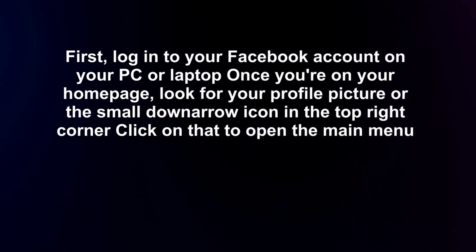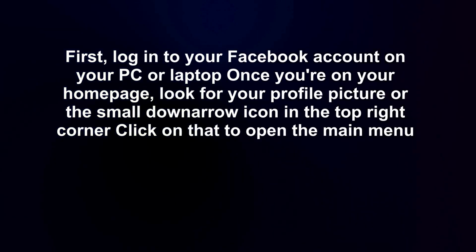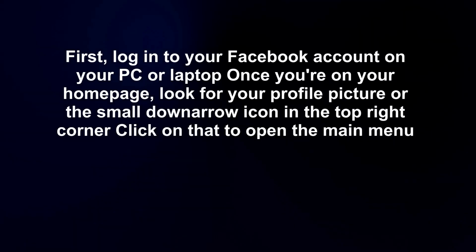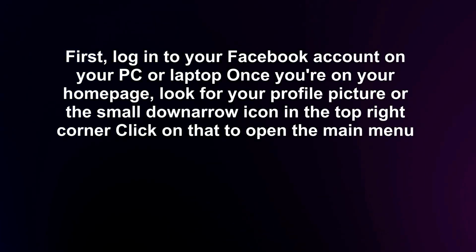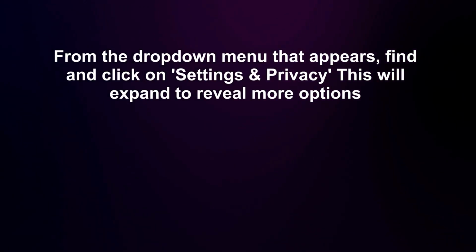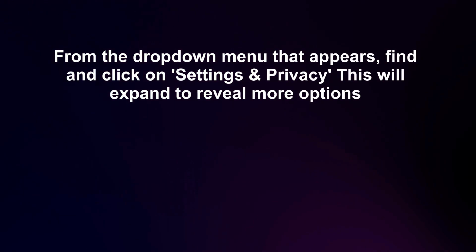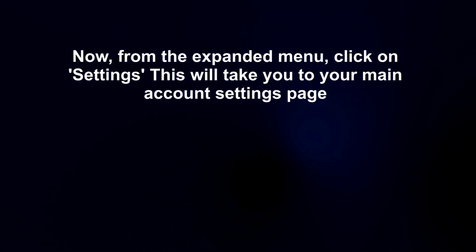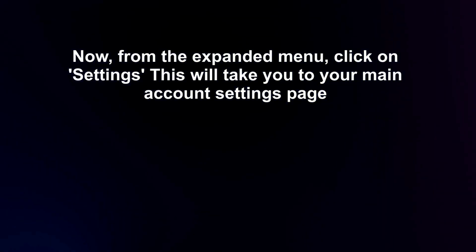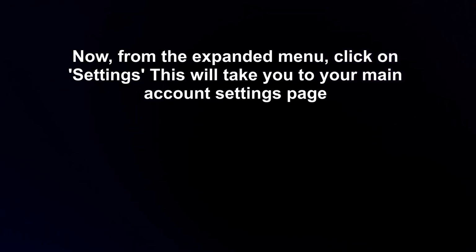Once you're on your homepage, look for your profile picture or the small down arrow icon in the top right corner. Click on that to open the main menu. From the drop-down menu that appears, find and click on Settings and Privacy. This will expand to reveal more options. Now, from the expanded menu, click on Settings. This will take you to your main account settings page.